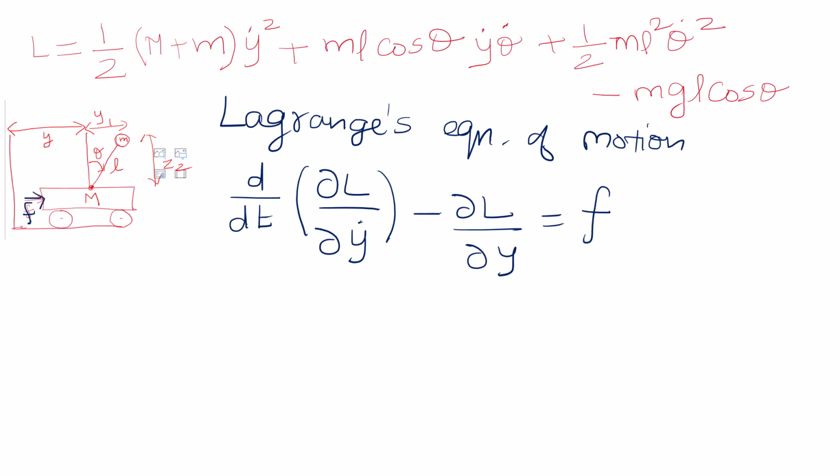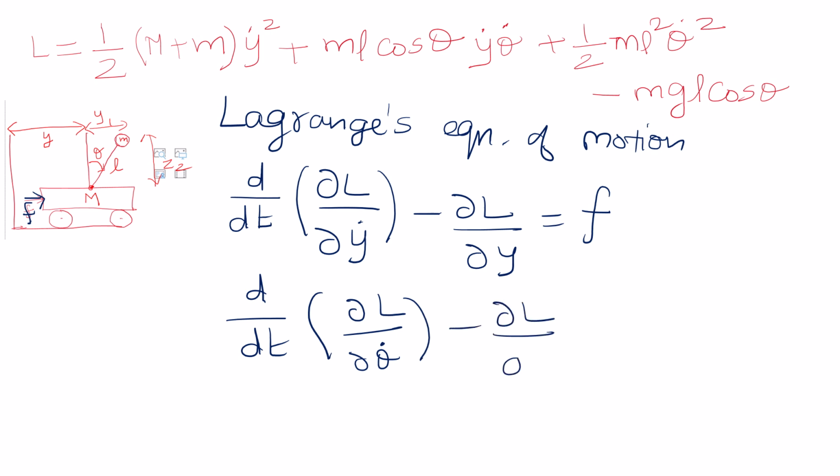So F is the applied force to the system. So d by dt of dou L by dou y dot minus dou L by dou y is equal to F. This is for the cart, and for the ball it is d by dt of dou L by dou theta dot minus dou L by dou theta is equal to 0. So there is no force applied to the ball, so the force applied is 0 here, right? So these are the two equations of motion.